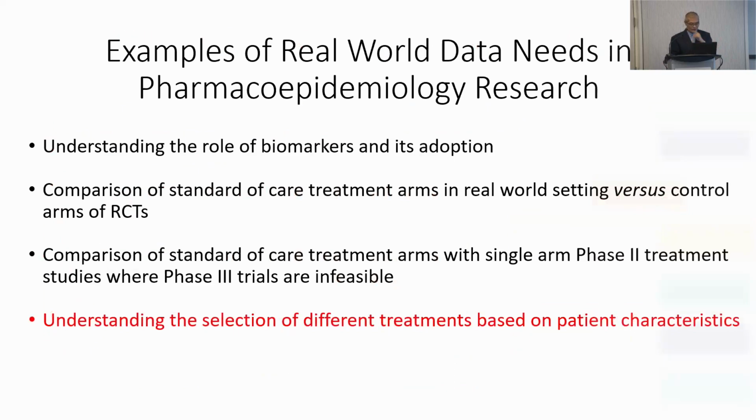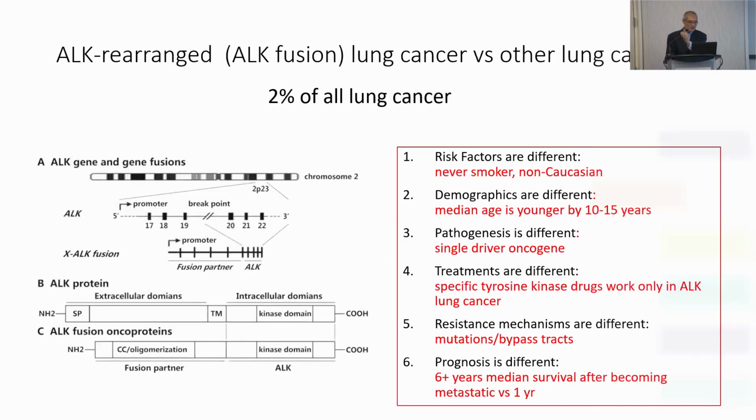Okay. So the last section points I want to talk about has to do with understanding the selection of different treatments based on patient characteristics. And that can be quite useful as well with real-world data. So as an example, for the ALK rearranged lung cancer, how do we know that this is a very different population? Well, the risk factors are different. They occur more often in never smokers, although it hasn't been really published to a great extent. In places like Toronto, for instance, where we have very ethnically diverse groups, we see this much more often in non-Caucasians than in Caucasians. So we think there probably is a predisposition.